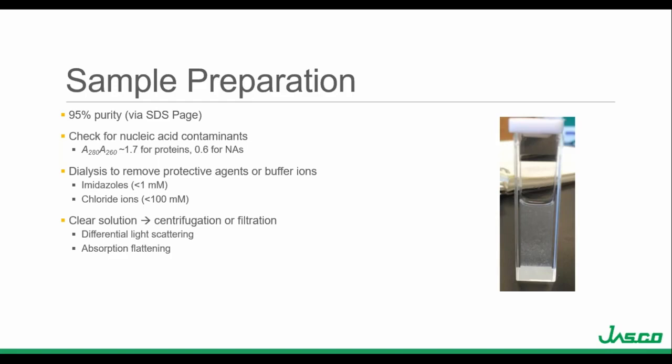The protein solution should also be clear or transparent to avoid artifacts in the CD spectrum, and this can be done either through ultracentrifugation or filtration. The figure on the right shows a protein sample that actually aggregated, and you can see white particulates that have crashed out of solution, as well as the fact that the solution itself is cloudy. That's what we want to avoid, because a translucent sample could lead to differential light scattering or absorbance flattening.